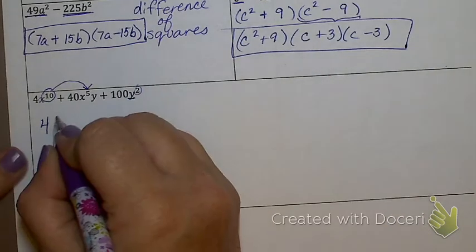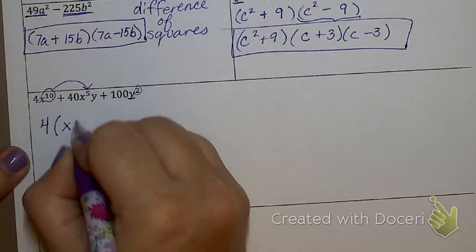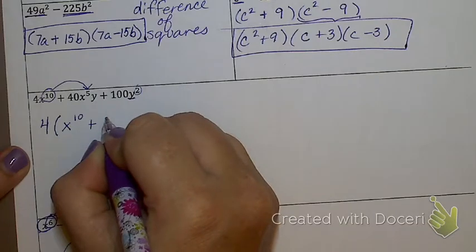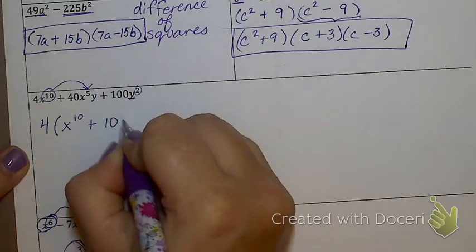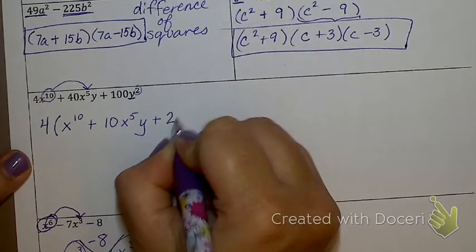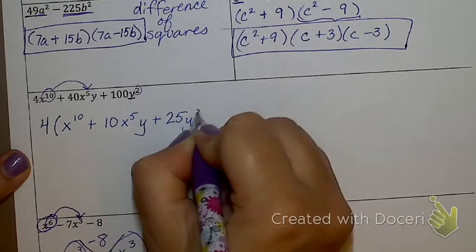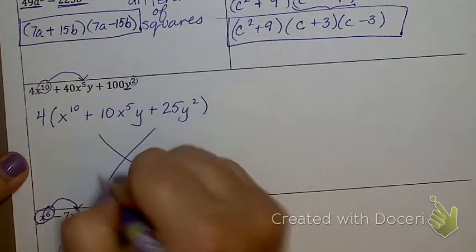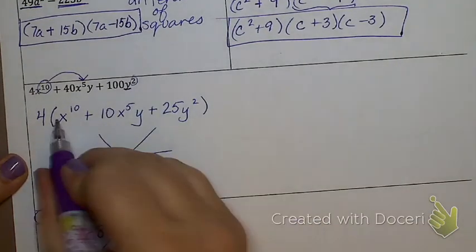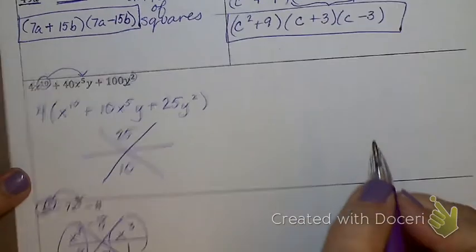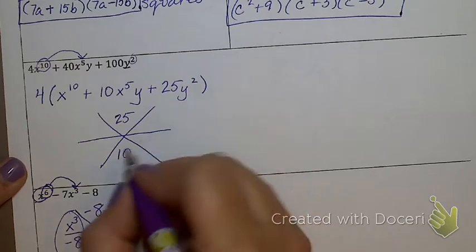All right, so 4 times x to the 10th plus 10x to the 5th y plus 25y squared. And that's what I'm going to be snowflaking. So if I snowflake that, 1 times 25, I have 25 on the top and 10 on the bottom. Oh, that's an easy one. Yeah, 5 and 5.